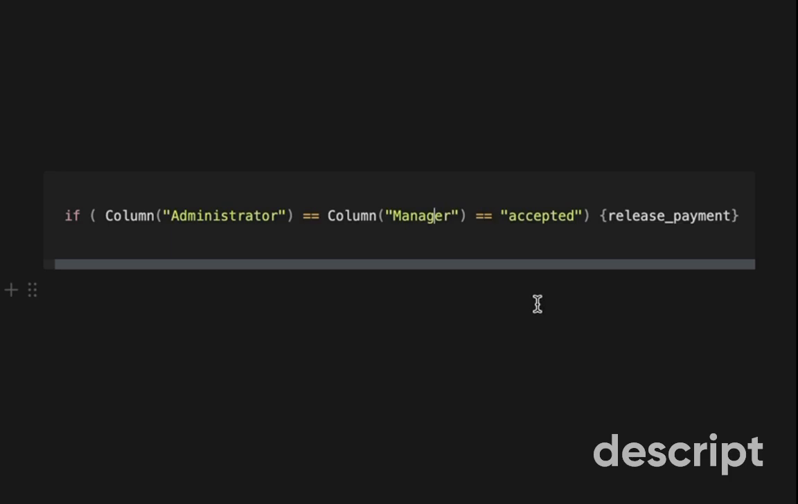the administrator could come directly to the task management table and hit the accept button, or go to the table and change it to accept. And the manager also, if they came and changed it to accept, the payment will be automatically released, which saves a lot of time.